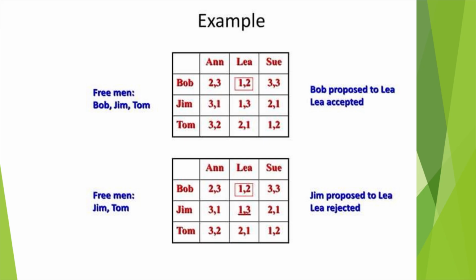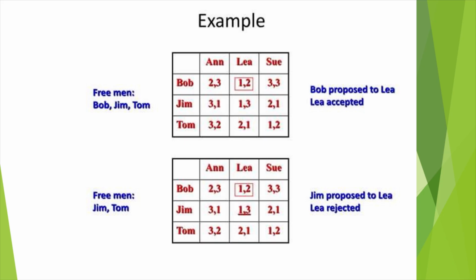In the second step, Jim proposes to Lee. That is his first choice. But Lee prefers Bob over Jim. That is, Bob ranks higher in her list, so she rejects Jim. Here, put an underline around Lee for Jim. That is, he is rejected.